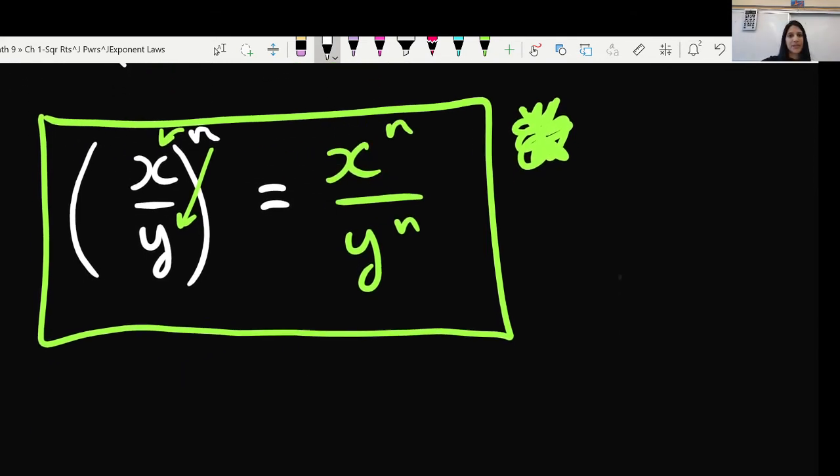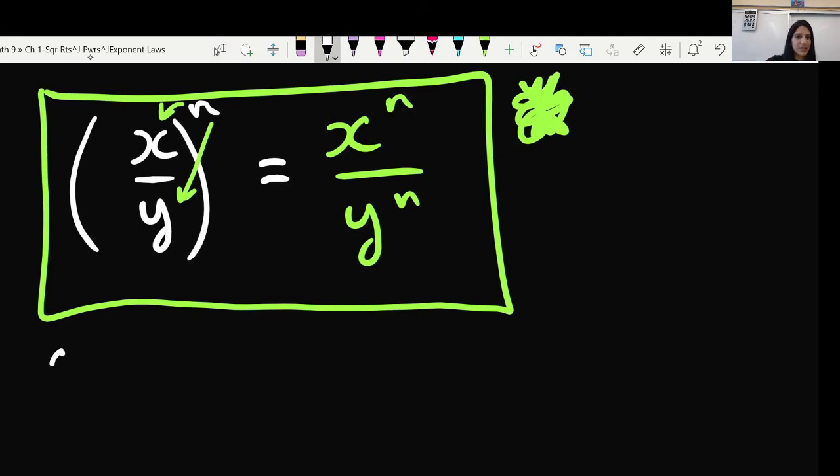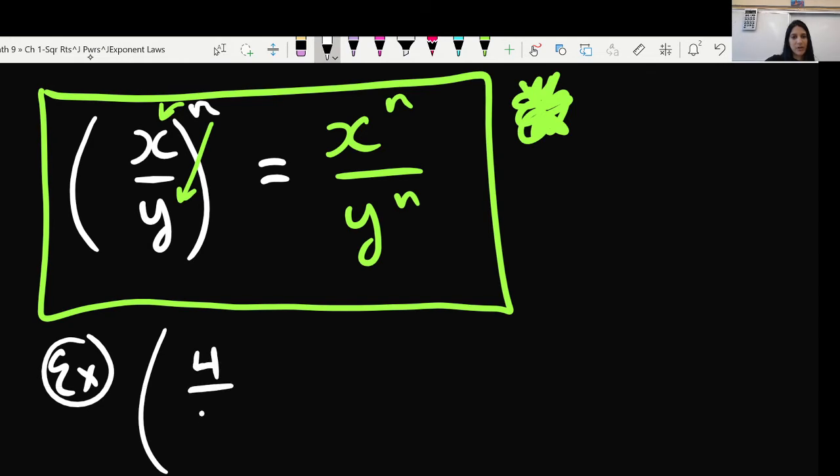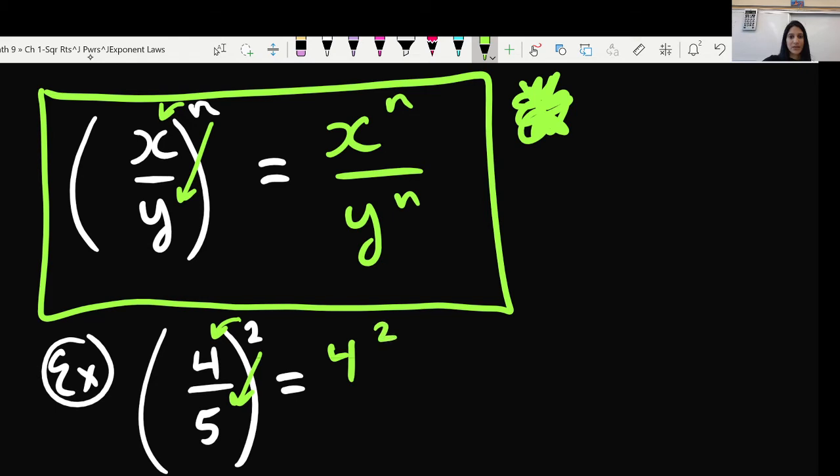So again, let's take a look, as always, at an example of what this would look like. So if we had something like 4 over 5, and the whole thing is to the power of 2, then what that means is when we go to find the solution of this, I would apply that to top and bottom. So it would be like saying 4 squared over 5 squared.